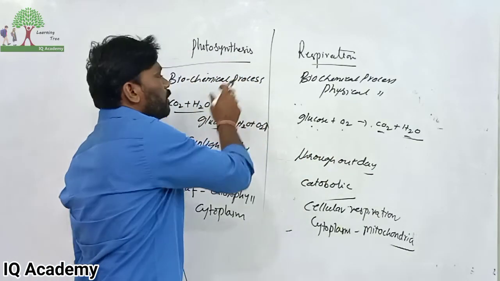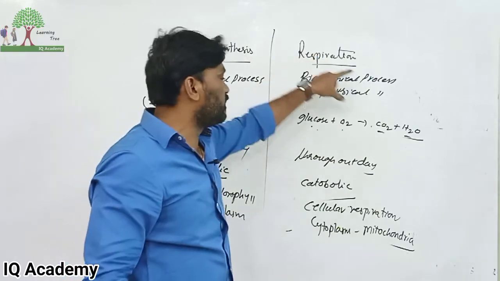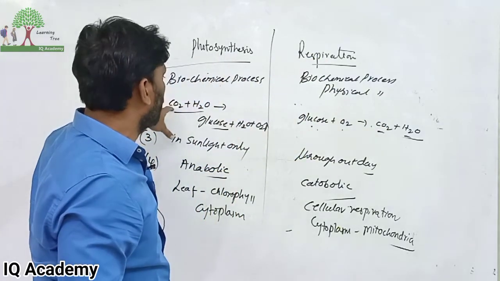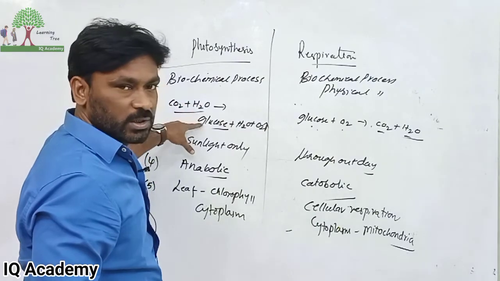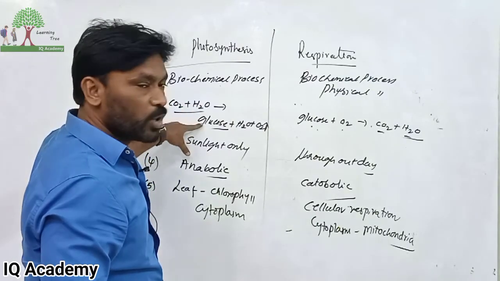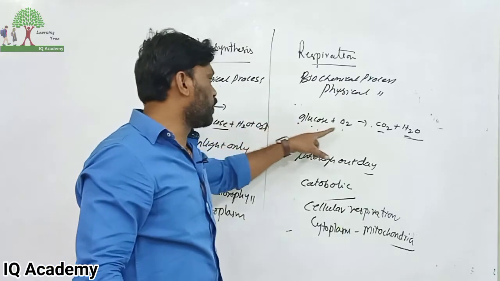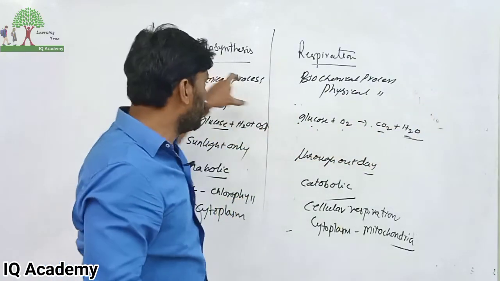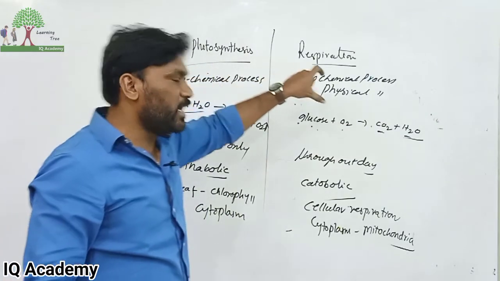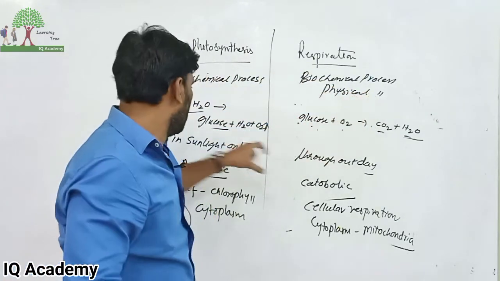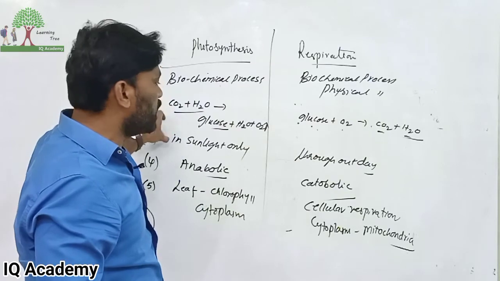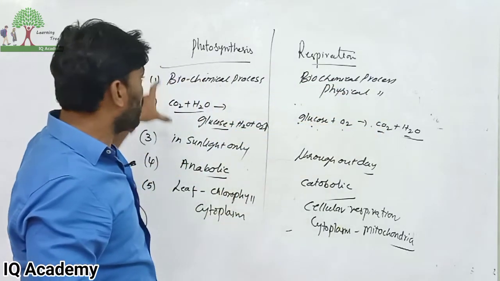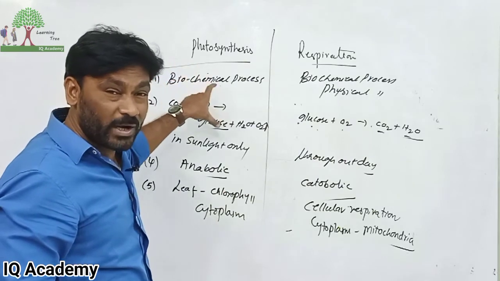It is a biochemical as well as physical process. Utilizing carbon dioxide and water, glucose is the end product. By utilizing glucose and oxygen, carbon dioxide and water are released. Photosynthesis is an energy gaining process, respiration is an energy losing process. Photosynthesis occurs only in sunlight, respiration occurs throughout the day. Photosynthesis takes place only in green plants.